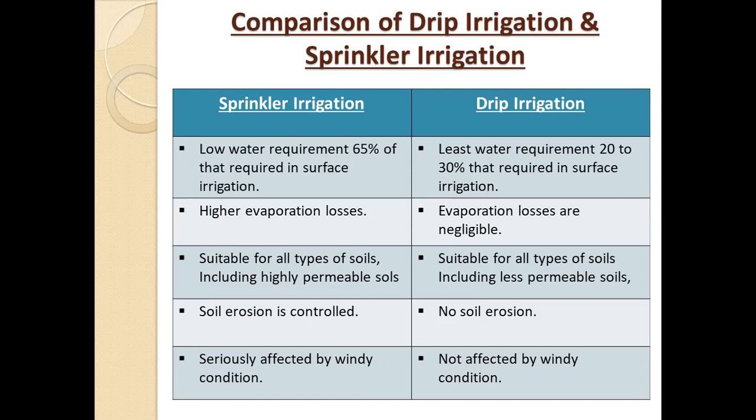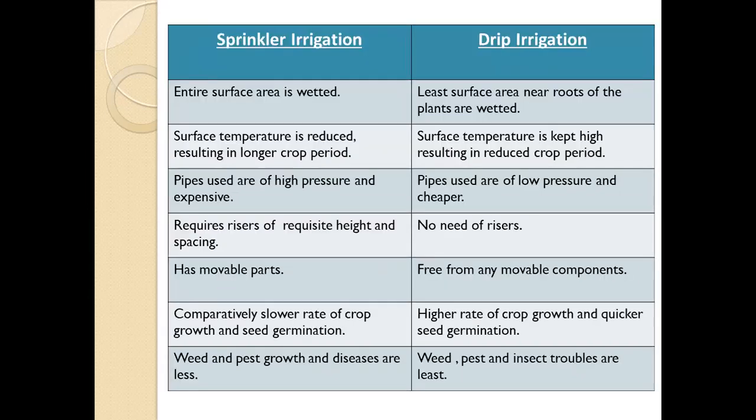Sprinkler irrigation is seriously affected by windy conditions, whereas drip irrigation is not affected by windy conditions. Entire surface area is wetted in sprinkler. Least surface area near roots is wetted in drip irrigation. Temperature is reduced, resulting in a long crop period in sprinkler irrigation, while in drip, surface temperature is kept high, resulting in a reduced crop period.